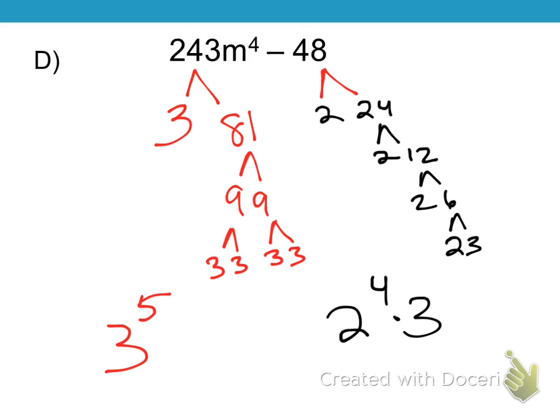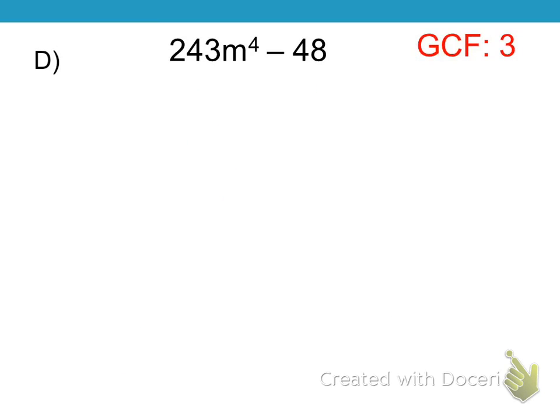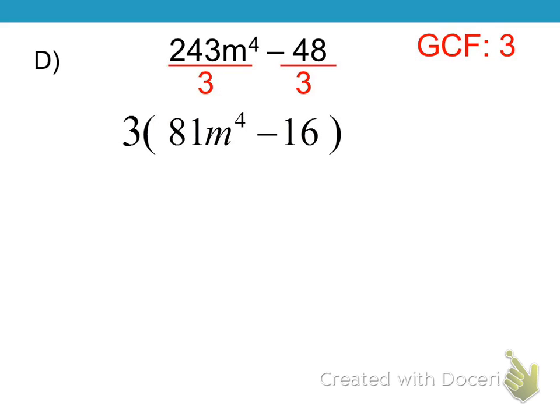Can I get rid of my trees? The trees are a nice thing to keep off to the side, maybe on scratch paper. But it's nice to keep it clean under here so then you can go divide by 3, divide by 3. All right, so I have a 3 in the front. What did we say that was, 81? Yeah. All right, so I have 81m to the 4th minus 16.